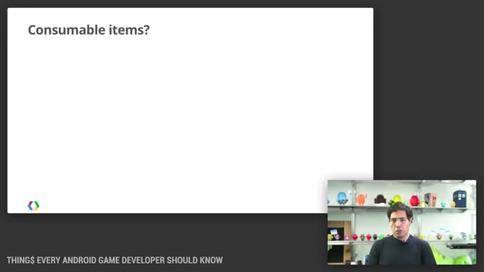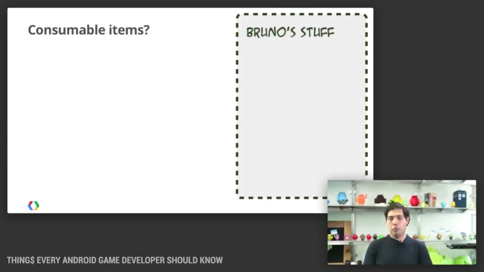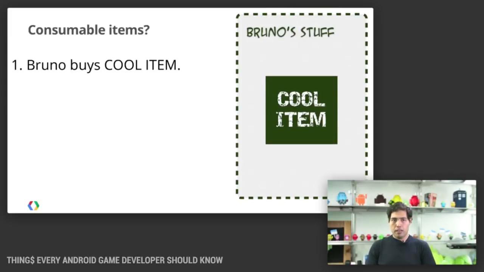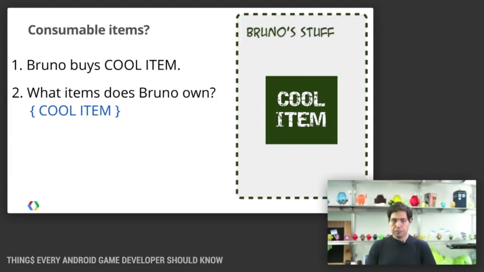So consumable items are a new feature in v3. To understand how it works, let's do it like that. Somewhere inside Google Play, there's a box with my name on it. I know, I've seen it. And inside are all my virtual items. So what happens when Bruno buys cool item? When I buy cool item, an item called cool item appears inside that box. If you then ask Google Play, what items does Bruno own? It's going to return Bruno owns cool item.